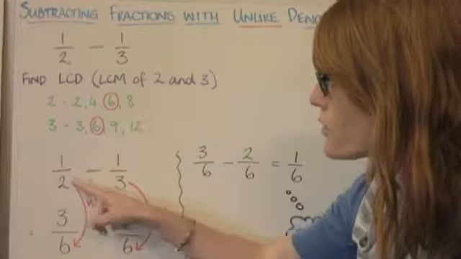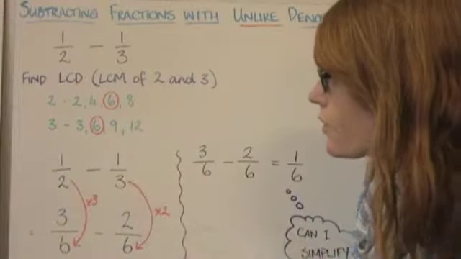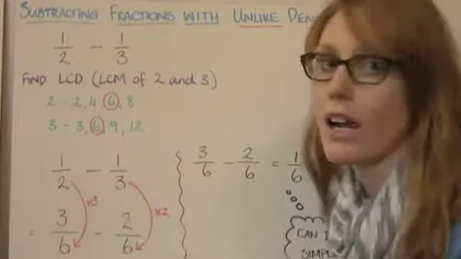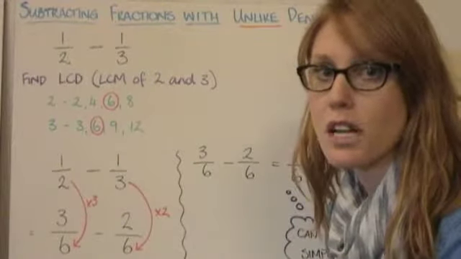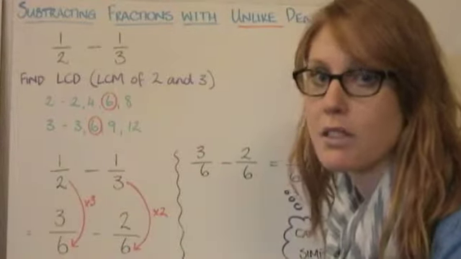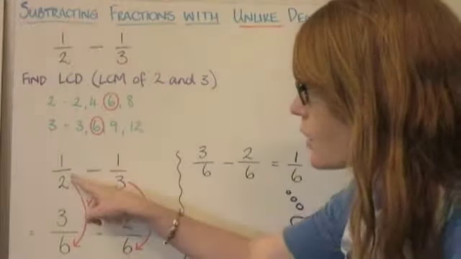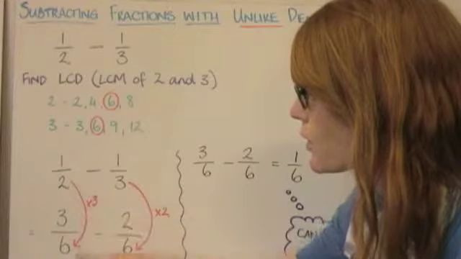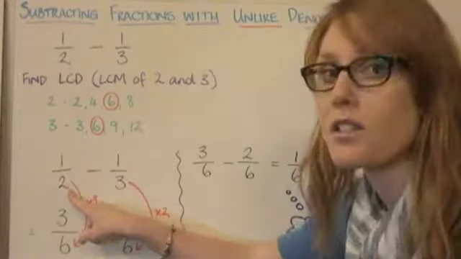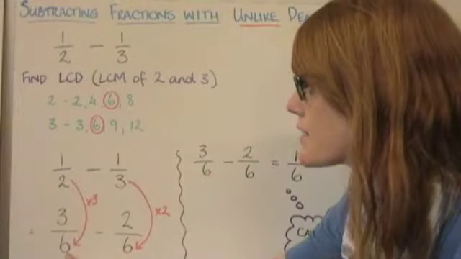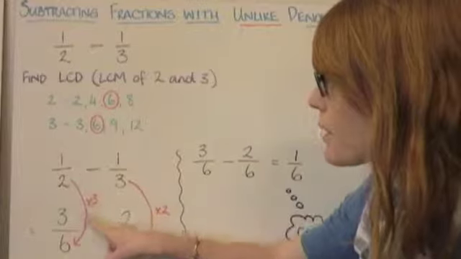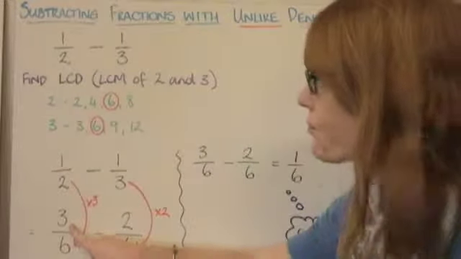So 1/2 subtract 1/3 looks a bit like this. We need to find equivalent fractions for the original fractions in our problem that have a denominator of 6, which is our least common denominator. So finding an equivalent fraction for 1/2 with a denominator of 6 means that we have multiplied our denominator by 3 to get to 6. We need to do the same to the numerator. So 1 multiplied by 3 is 3.